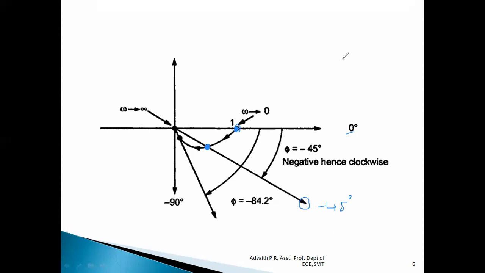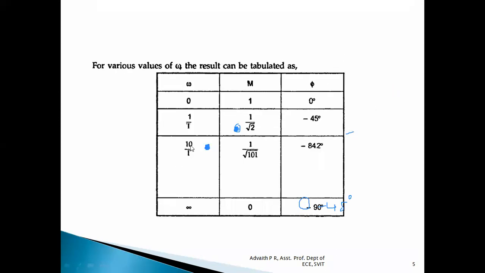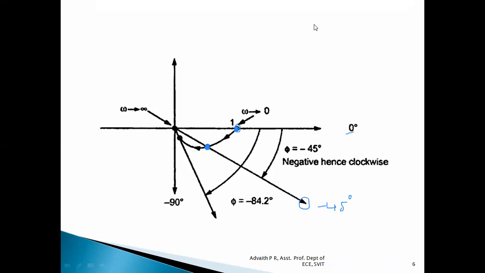Similarly, when omega is equal to 10 divided by T, the magnitude is 1 divided by root of 101 and the angle is minus 84.2 degrees. First plot the angle minus 84.2 using a protractor, which will be somewhere over here from the origin. This is the angle, and 1 divided by root 101 will be somewhere over here. Plot that; that is our magnitude.